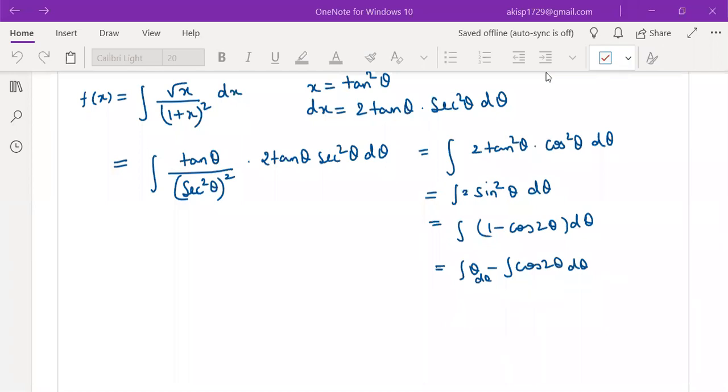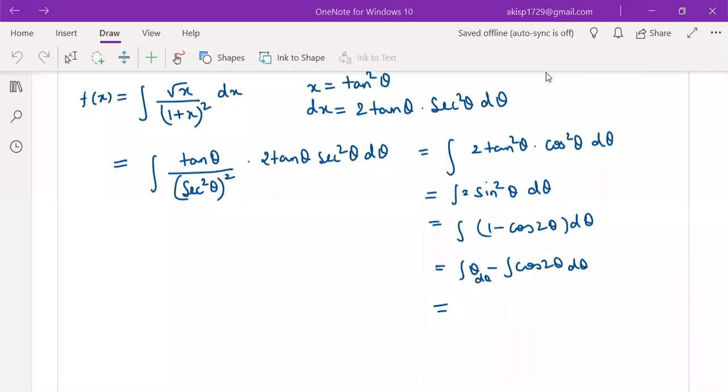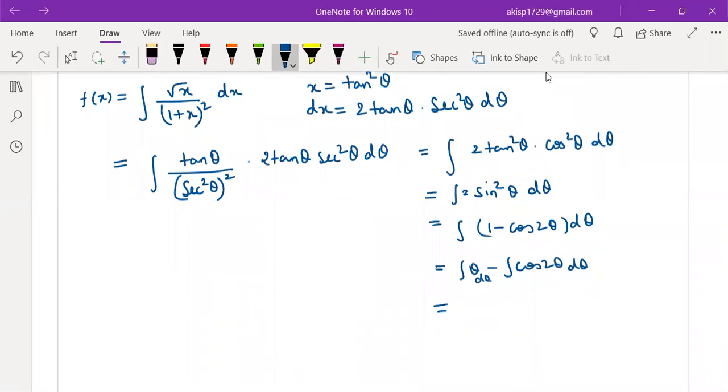So the integral of 1 d theta is nothing but theta, minus the integral of cos 2 theta, which is sin 2 theta by 2, plus a constant. So this is the integral.